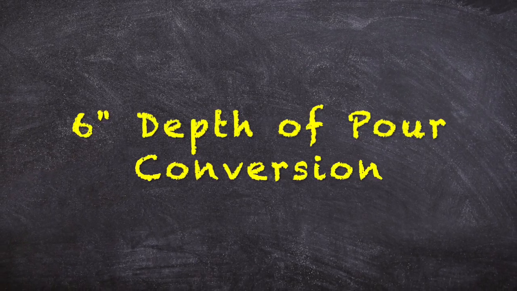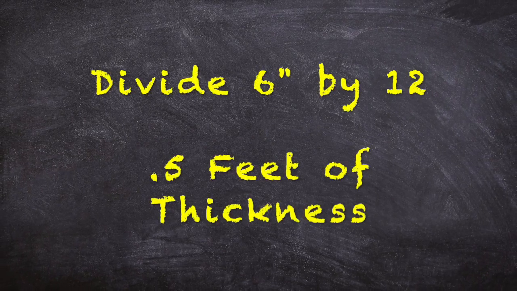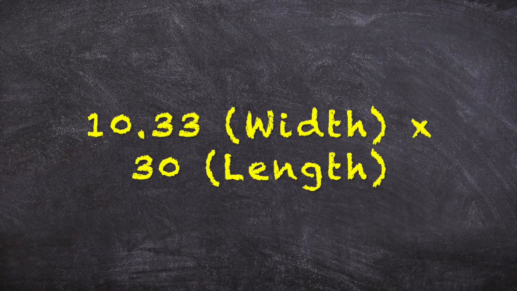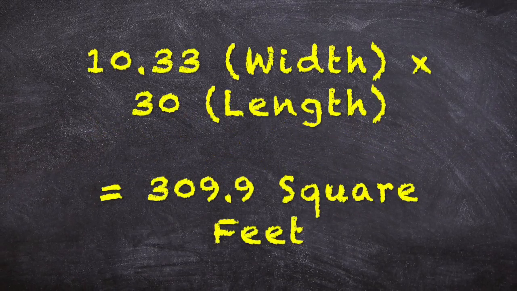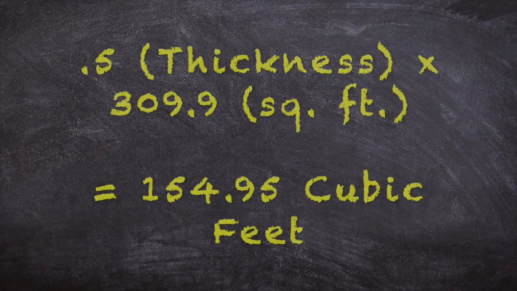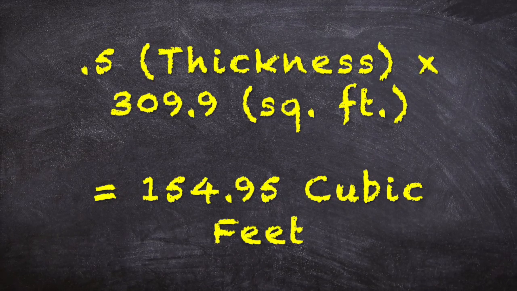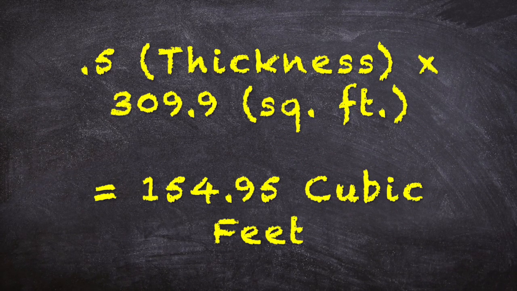The other dimension that needs to be converted is the 6-inch depth of the pour. Divide 6 inches by 12 inches in 1 foot to get 0.5 feet of thickness. With these dimensions now in decimal feet, simply multiply them. First, take the width, 10.33 feet, and multiply it times the length, 30 feet, which equals 309.9 square feet. Next, multiply the thickness of the slab, 0.5 feet, times 309.9, and your answer will be 154.95 cubic feet.